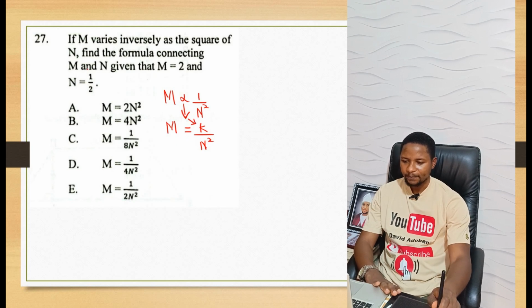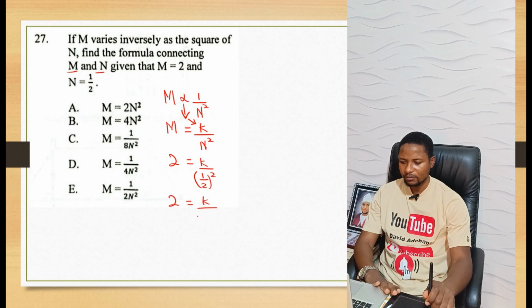Now they said, find the formula connecting m and n, given that m equal to 2 and n is half. So you have 1 over 2 all squared, and that'll give you 2 equal to k over 1 over 4. You can cross multiply to find your k. k will give you 2 times 1 over 4, rather. So k, 2 here 1, and 2 here 2. So you have k equal to 1 over 2.